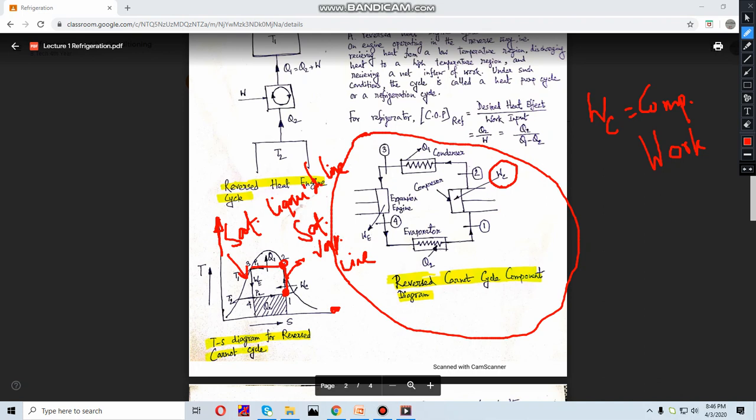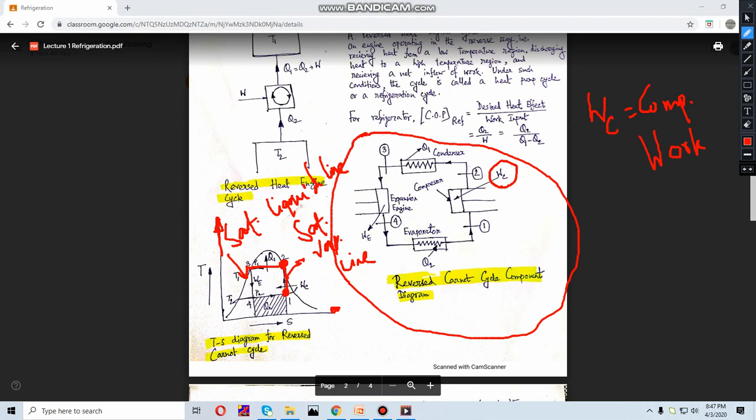It is now sent into the condenser, where the vapor is condensed into liquid. You can see the shift over here, from point 2 to point 3, from the saturated vapor line to the saturated liquid line. That means the refrigerating fluid has changed its phase. It is now a liquid. Then we are expanding it in an expansion valve. Actually, in case of reverse Carnot engine, as it is a hypothetical engine, we are using an expansion engine. But in practical cases, we do not use an expansion engine, because the work output of an expansion engine is very less. So we do not use an expansion engine over here.